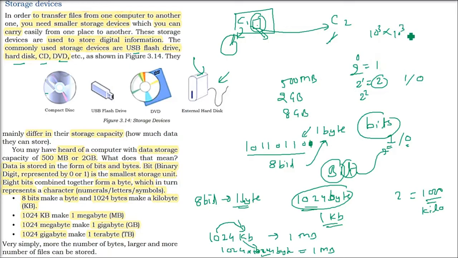I'll just tell you. 10 to the power 3 is 1 kilo. 10 to the power 3 into 10 to the power 3 is 10 to the power 6, which is 1 megabyte. Now 10 to the power 3 byte is 1 kilobyte, and 10 to the power 3 into 10 to the power 3 is 1 megabyte. In 1 megabyte, which is 10 to the power 6, multiply 10 to the power 3 again.